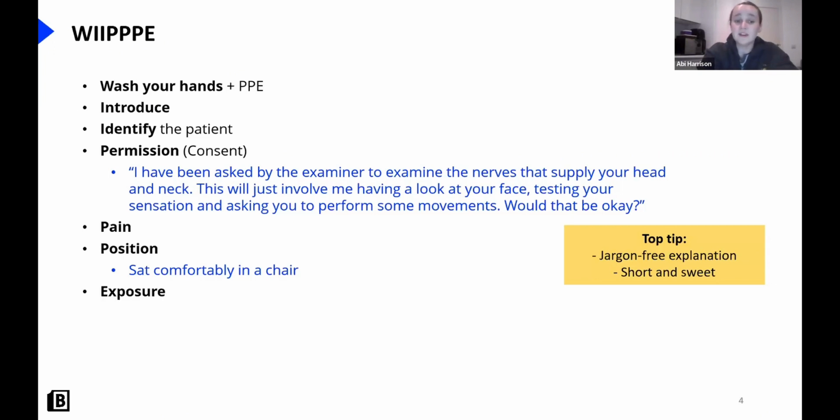And then exposure. For cranial nerves, you mostly need to be able to see just their face, but it's also useful to be able to see their neck and their shoulders, but you can always offer to expose these later in an exam. I think the safe way is to always say what you would ideally expose and ask the examiner if you would like to do that, and the examiner can always say no.